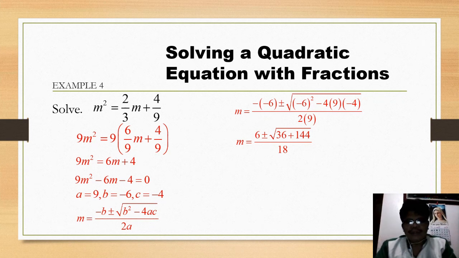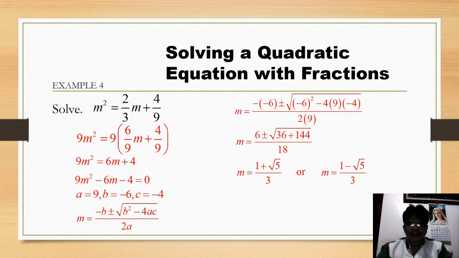Now, what is the square root of 36? Of course, we have positive and negative 6 times the square root of 5 all over 18. And then, let us simplify. So, we can simplify now 6 and 18. 6 becomes 1, 18 becomes 3. And then, 6 the square root of 5. We can also simplify 6 by 18. So, the answer is 1 plus and minus the square root of 5 all over 3, or M equals 1 plus the square root of 5 over 3, or M equals 1 minus the square root of 5 over 3.